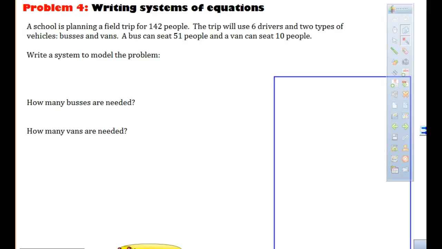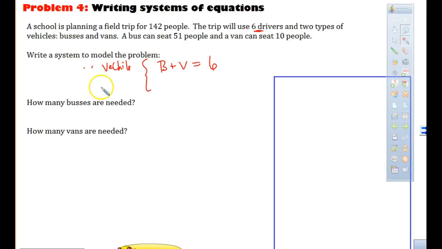All right. Becca, you want to read first? The school is planning a field trip for 142 people. The trip will use 6 drivers and 2 types of vehicles, buses and vans. A bus can seat 51 people and a van can seat. So the first thing we want to look at is the type of vehicle we're taking. You guys have seen this one, right? We got our bus, plus our van, and how many drivers did they tell us? 6 drivers. We can only have buses and vans, and we can only total 6. We only have 6 drivers, right?